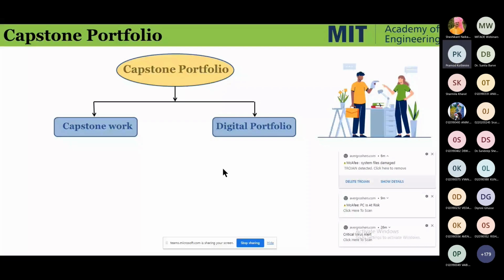So the option for Capstone portfolio is a discipline core course for civil and chemical. This is already explained to you by Barve madam, so I will be highlighting the Capstone portfolio. Capstone portfolio is divided into two parts. First part is Capstone work and second part is digital portfolio.